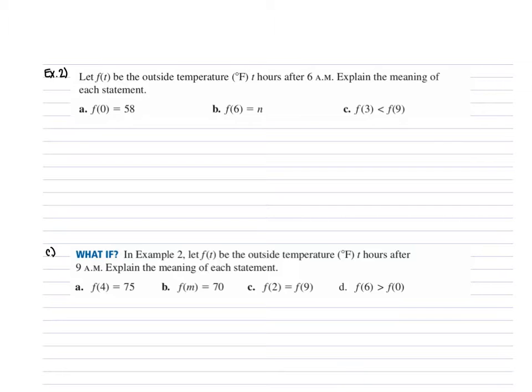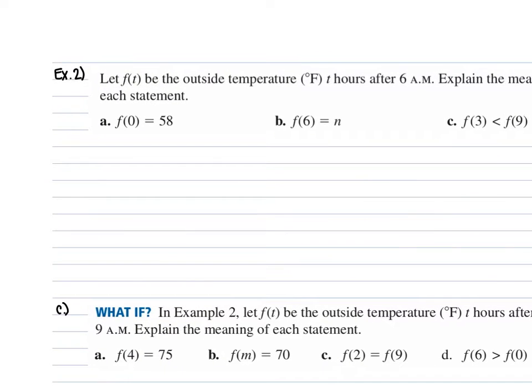just means that you have your initial value of the function, which is the 58, so the temperature at 6 a.m. is the 58 degrees. So at 6 a.m., the temperature is 58 degrees.